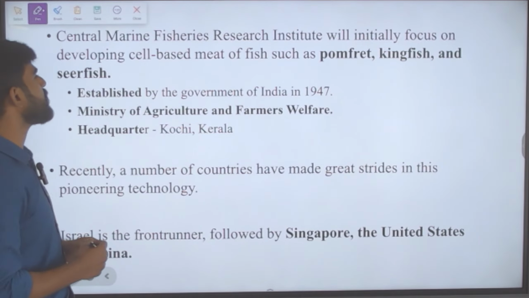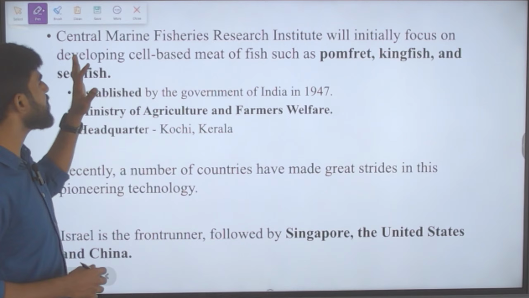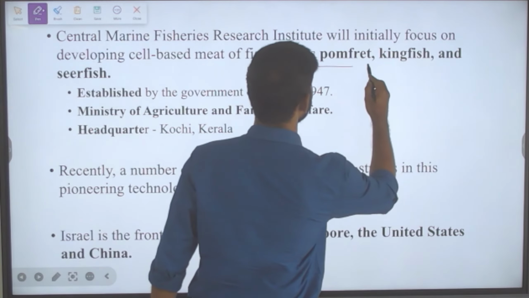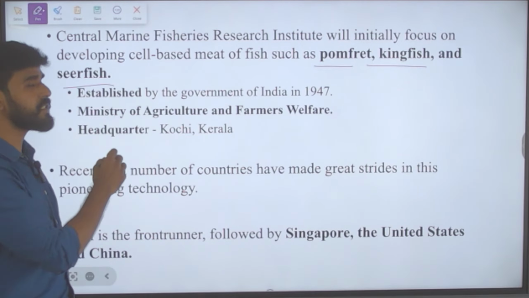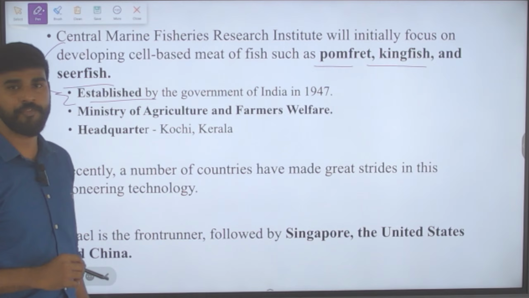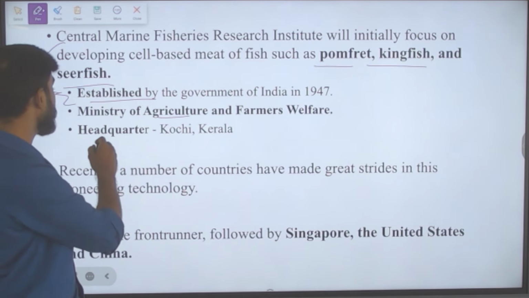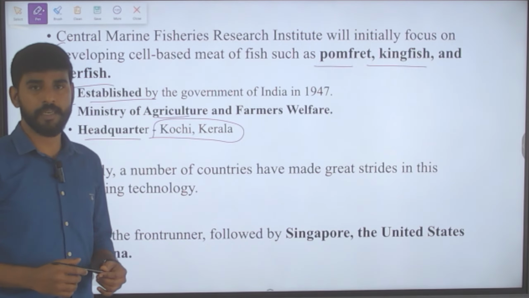Okay, so the Central Marine Fisheries Research Institute will initially focus on developing cell based meat of the fishes of these species, that is pomfret, kingfish and seerfish. And talking about this institute, it was established by the government of India in 1947 and it comes under the Ministry of Agriculture and Farmers Welfare, and it has its headquarters at Kochi in Kerala.